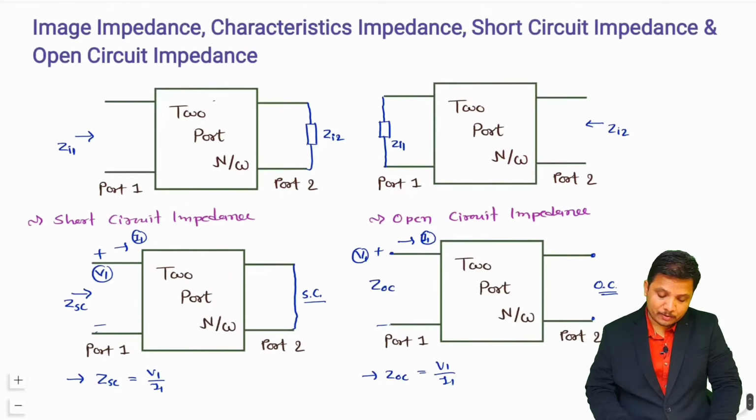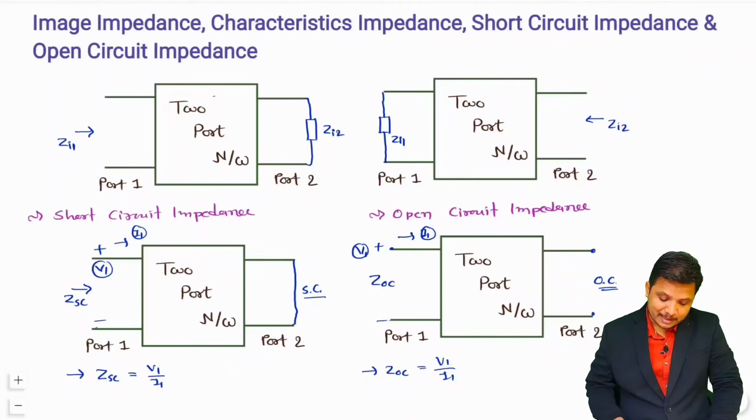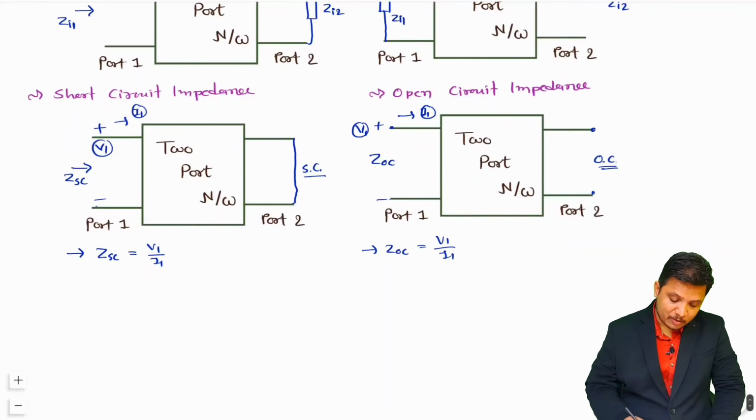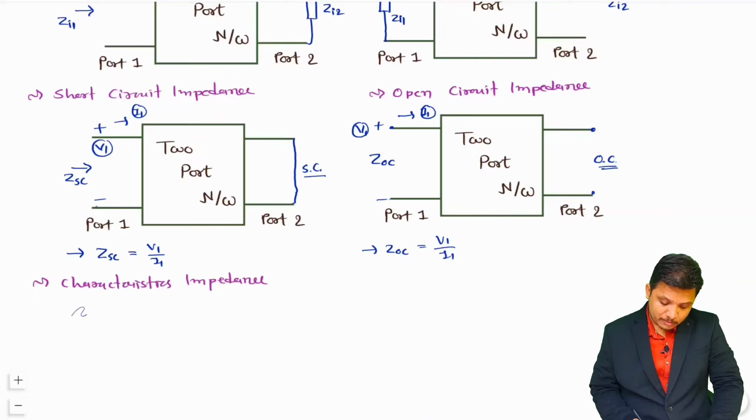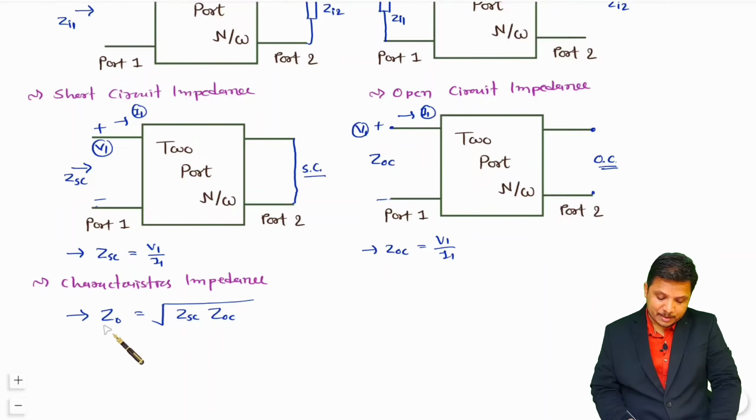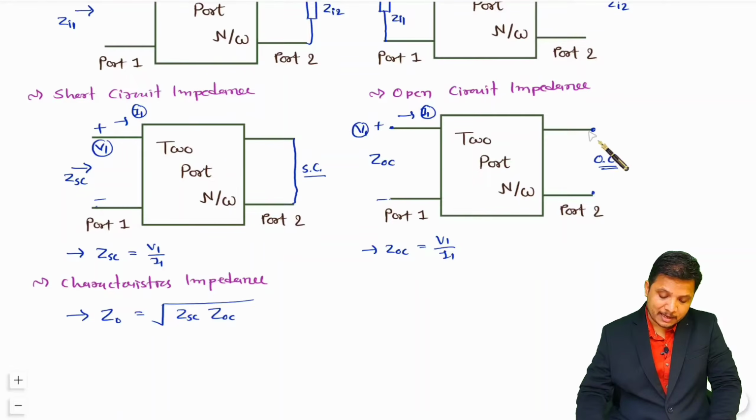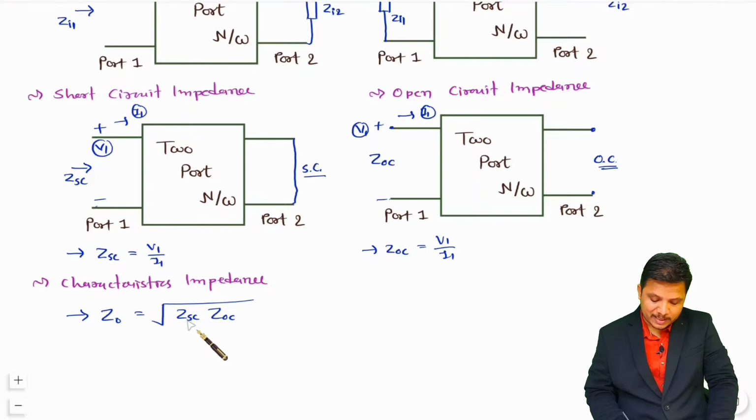Now, as I have told you, characteristic impedance is based on the short circuit and open circuit impedance. So let me explain how to find characteristic impedance. My dear students, characteristic impedance, that is Z0, will be the square root of ZSC times ZOC. Whenever you measure characteristic impedance at port 1, calculate ZSC by shorting port 2 and calculate ZOC by taking port 2 as open circuited. Then Z0 will be the square root of ZSC times ZOC. So that is how we can measure this.